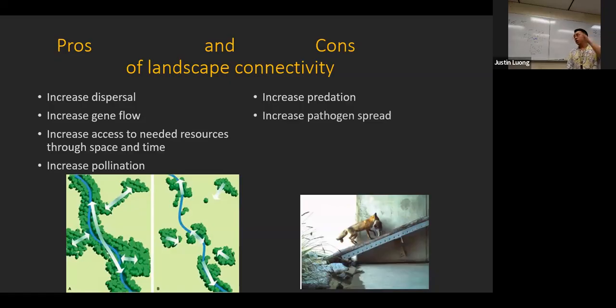Pathogen spread is also important to consider. When there's more habitat connectivity, there's greater flow of everything, including pathogens. Increased invader spread for the same reasons. If there is a lot of habitat permeability and connectivity, that's going to be an issue.